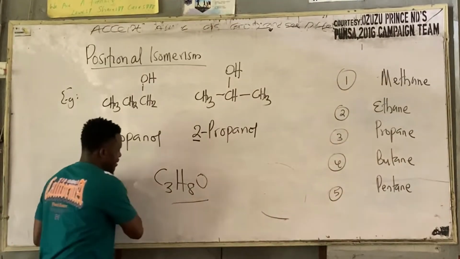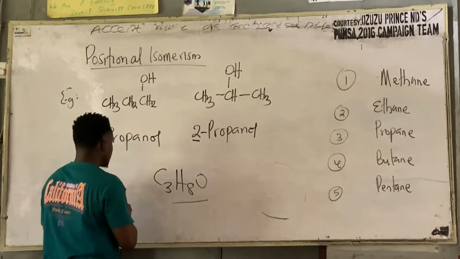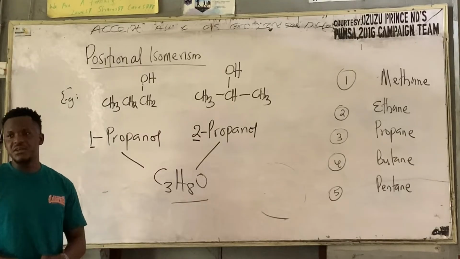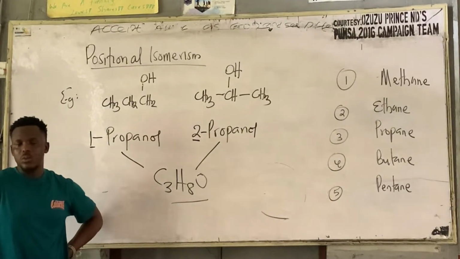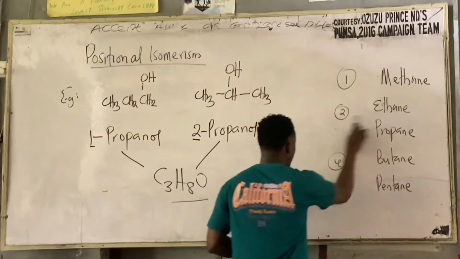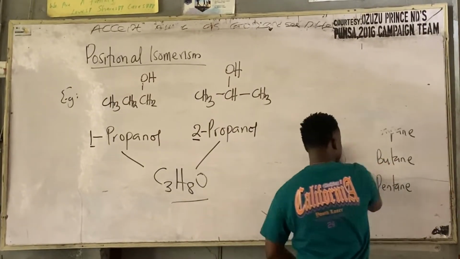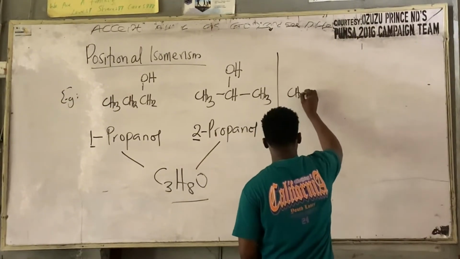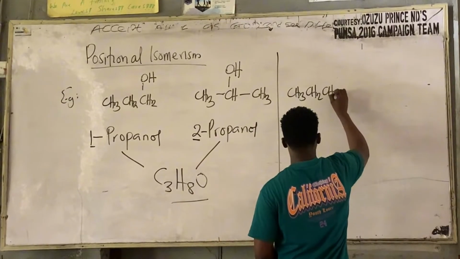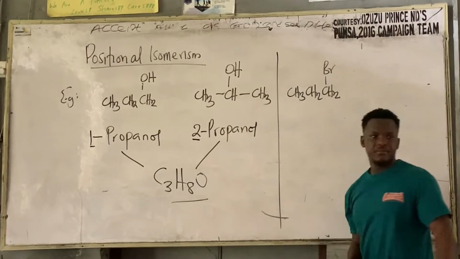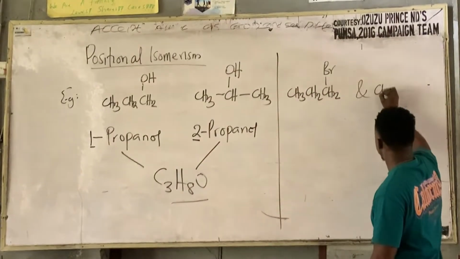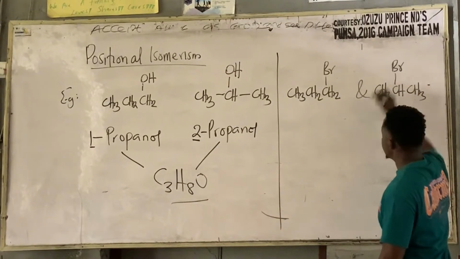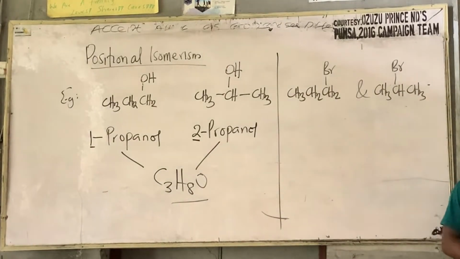So let's look at the next example. Please do this. Two of these have the molecular formula C3H8O. Another example of this, please. It must not be the same. Like I have CH3, CH2, CH2, OH, and CH3, CH3. This is 1-propanol. And this is what?